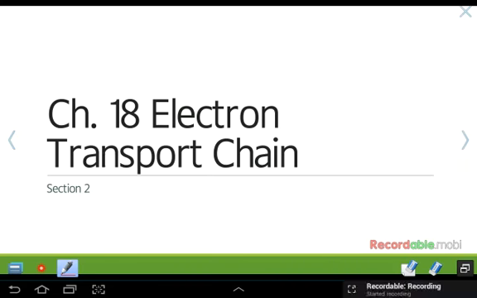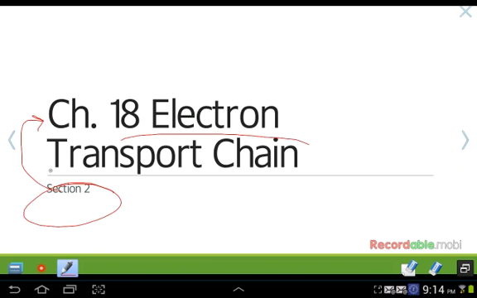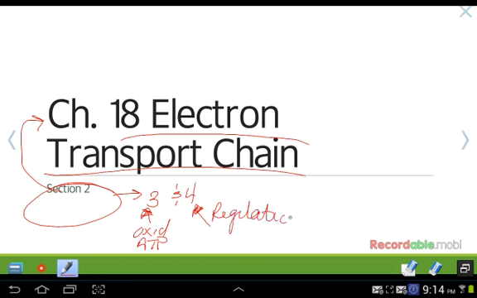Hi everybody. So in this lecture, I'm just covering section 2 of chapter 18, which discusses the electron transport chain. In the next lecture, we'll cover sections 3 and 4, which discuss oxidative phosphorylation, so making ATP through oxidative phosphorylation versus substrate level phosphorylation. And then section 4 discusses the regulation of that process. Okay, because for every metabolic pathway we're going to talk about how it is regulated.